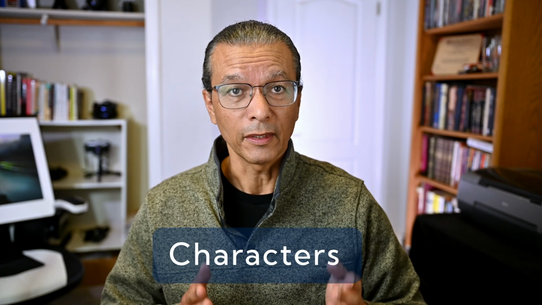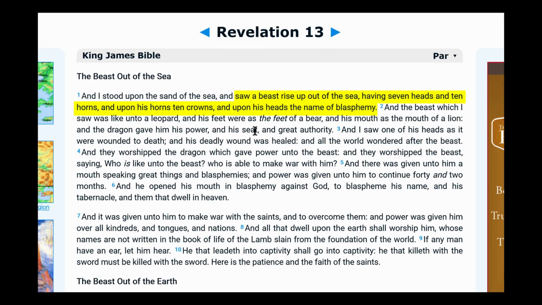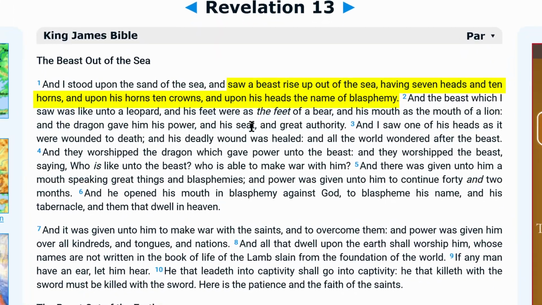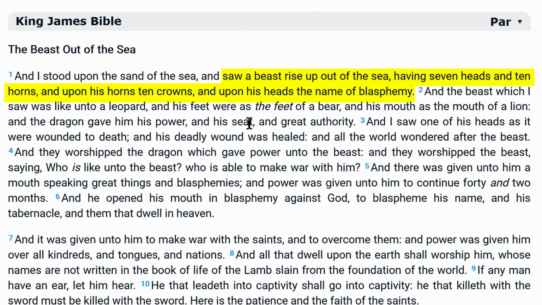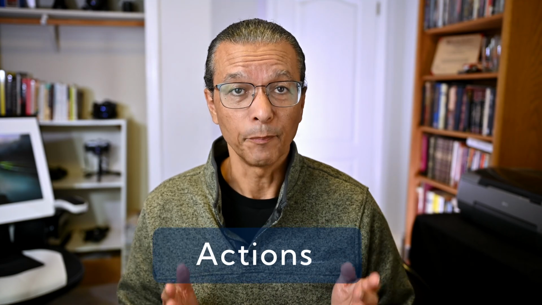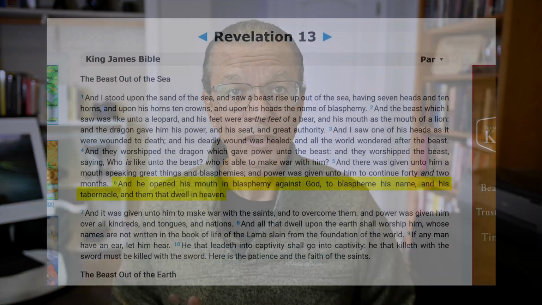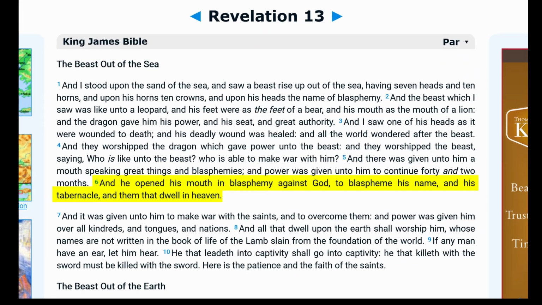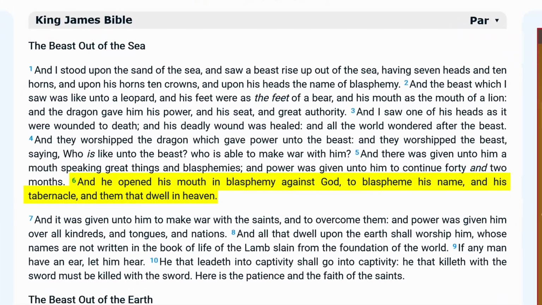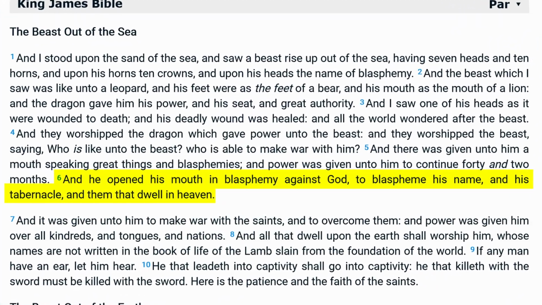To understand symbolic prophecy, break it into three parts: characters, actions, and events. The characters are always symbols that represent something else or someone else. In Revelation 13:1, the seven-headed beast represents nations, and its 10 horns represent rulers. Actions in symbolic prophecy are usually literal. So in Revelation 13:6, where the Antichrist opens his mouth in blasphemy against God, to blaspheme his name, his tabernacle, and those that dwell in heaven, that's what it means.